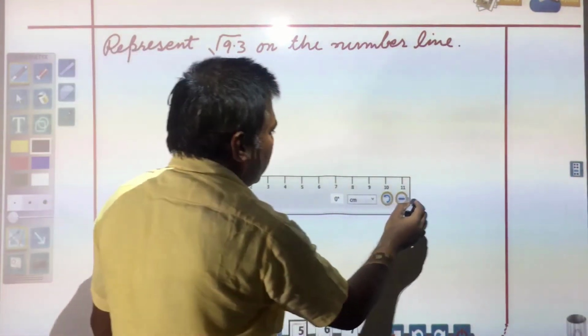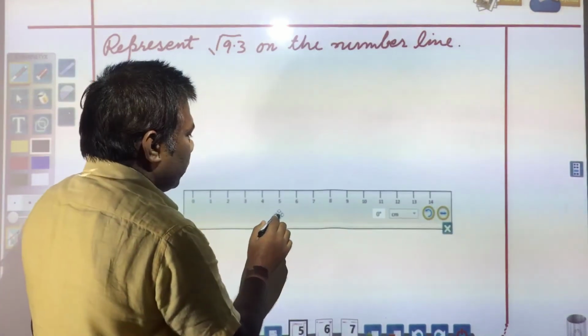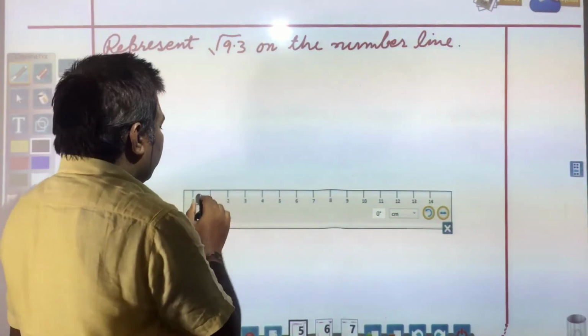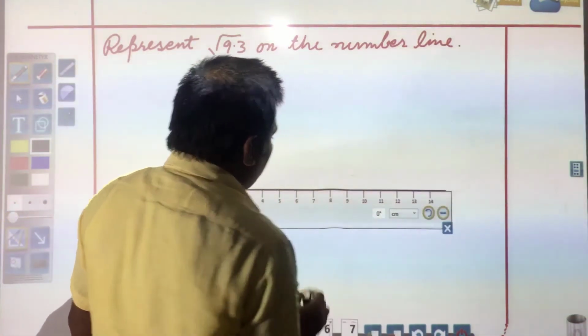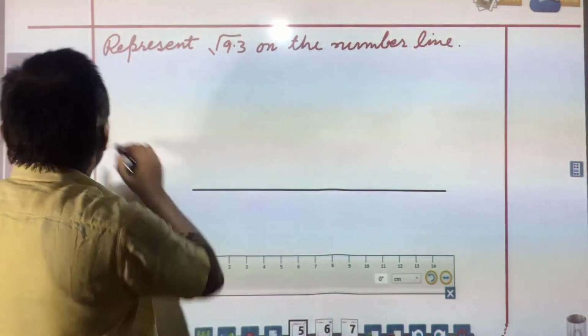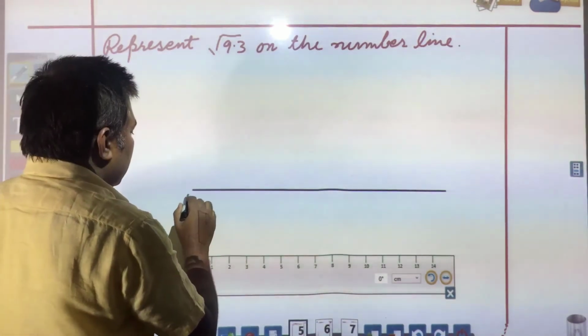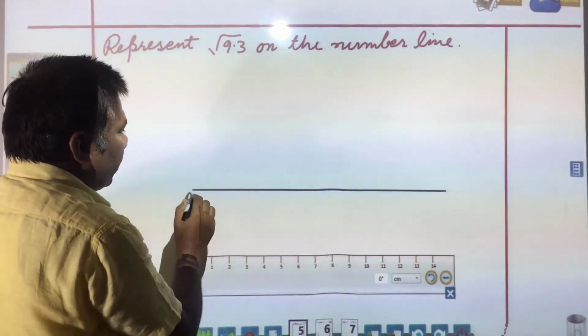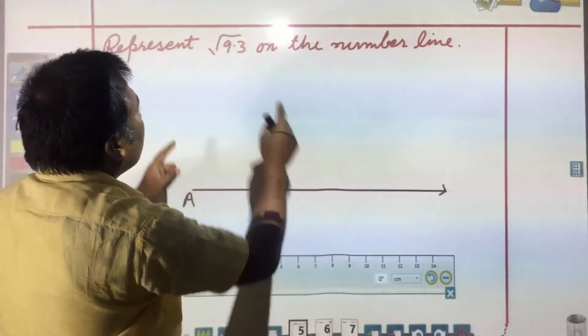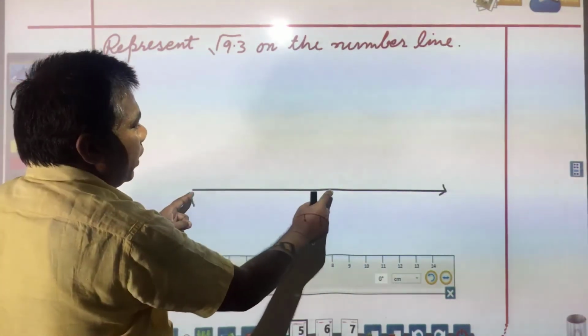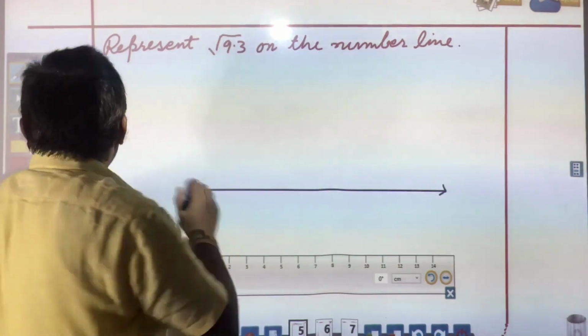You need to find out with the help of your compass. First you draw a number line. Suppose this is your number line, name it. Suppose this is A. Now, from A to B, 9.3 you need to draw, you need to mark.